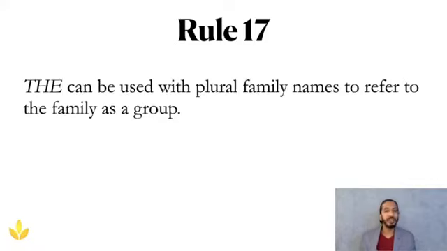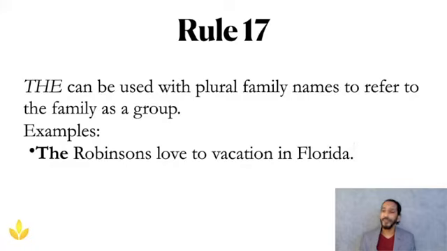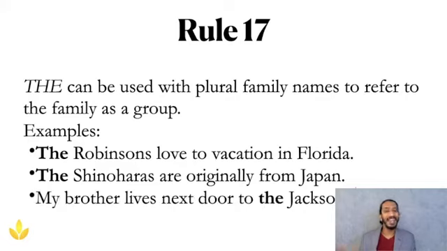So, rule number 17. The can be used with plural family names to refer to the family as a group. For example, the Robinsons loved the vacation in Florida. Even here, when you're referring to family names, the Robinsons, the McAllisters, or for my family, it is the Kaushiks. The family names are usually referred to with the because it is a very specific family. The Shinoharas are originally from Japan. My brother lived next door to the Jacksons.